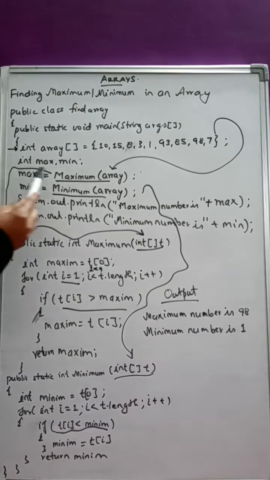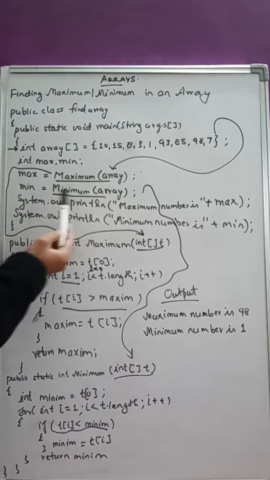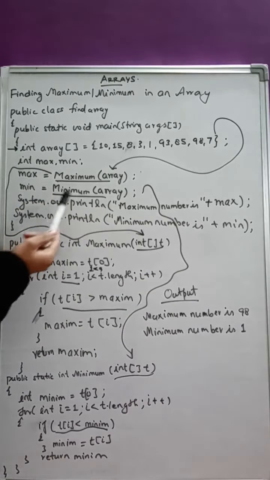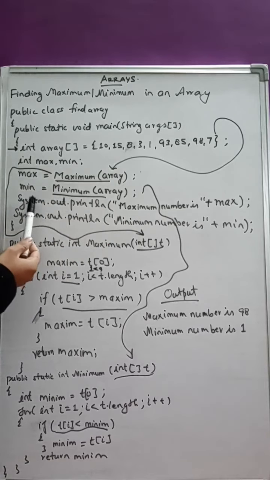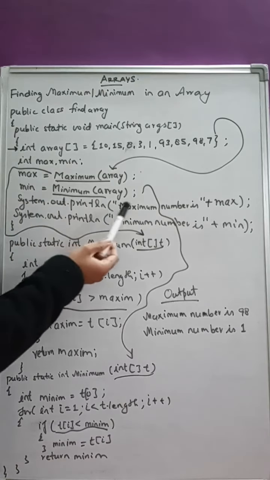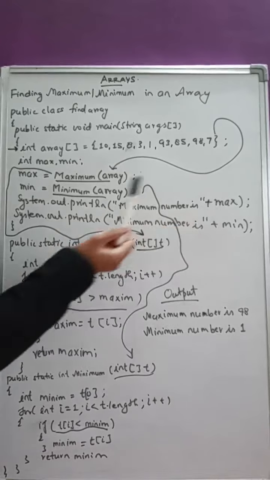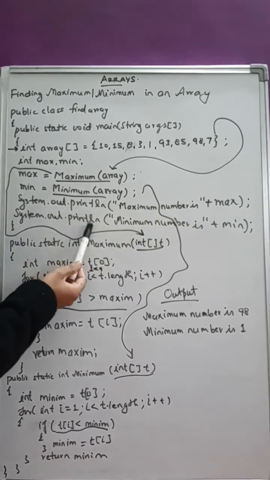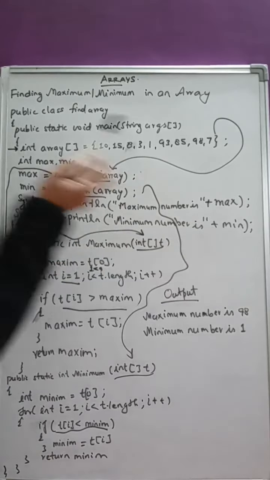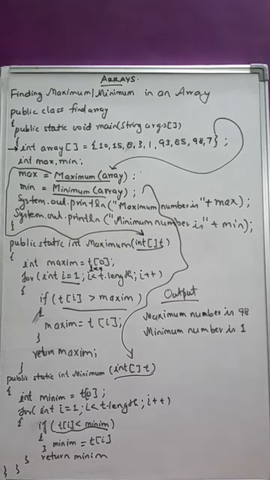Once we have called the functions like this, we need to just print the result. So we have written two statements over here: System.out.println maximum number is max, and System.out.println minimum number is min. So this is the way you will be finding the maximum and minimum number in an array, or the minimum and maximum value in an array.